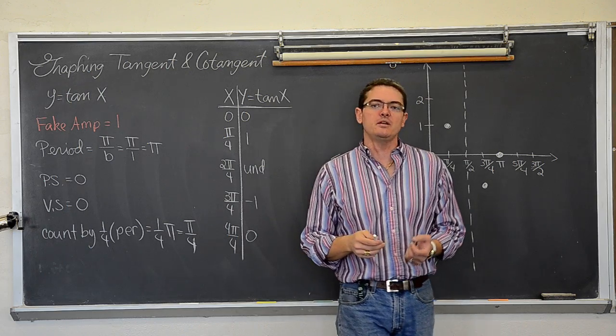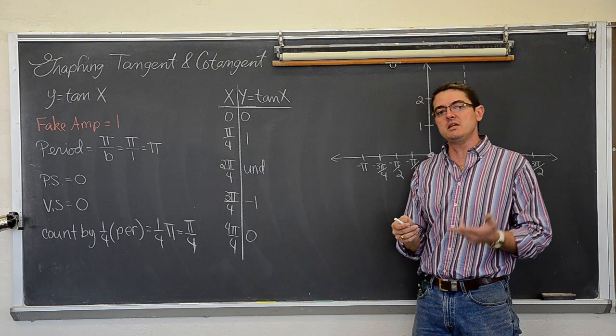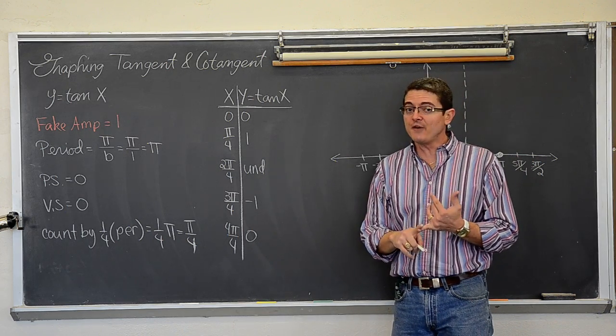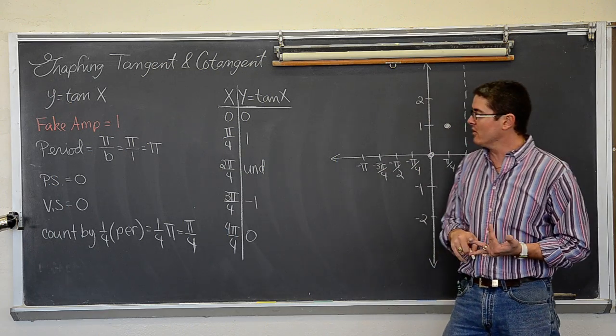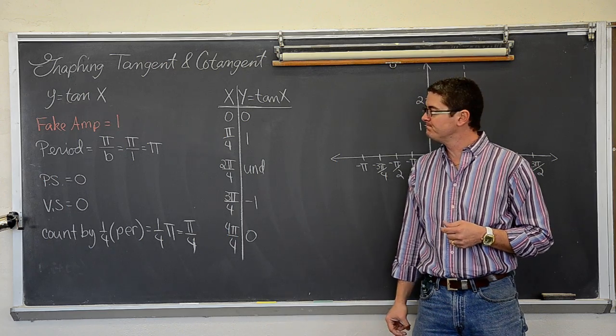So if you've been watching my videos about graphing sine, cosine, secant, and cosecant, I'm going to say the same thing. Start your t-table at the phase shift and count by a quarter of the period. And here's our values that we had just on the unit circle a minute ago.